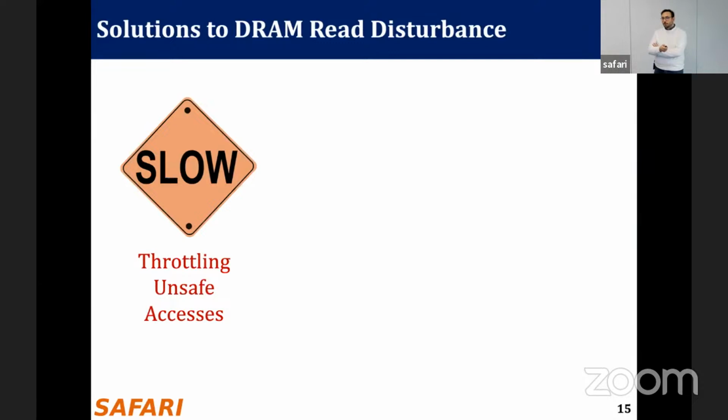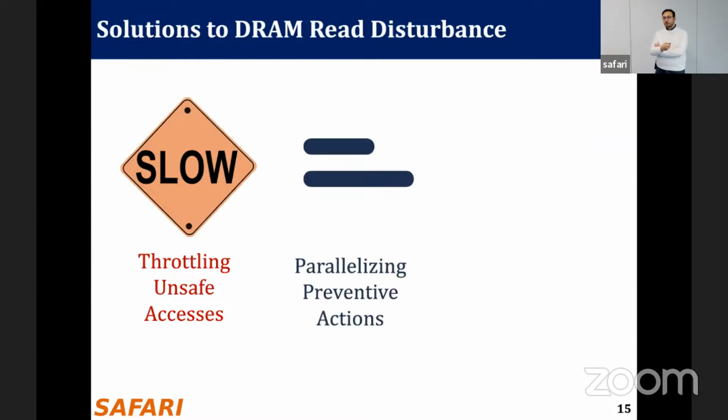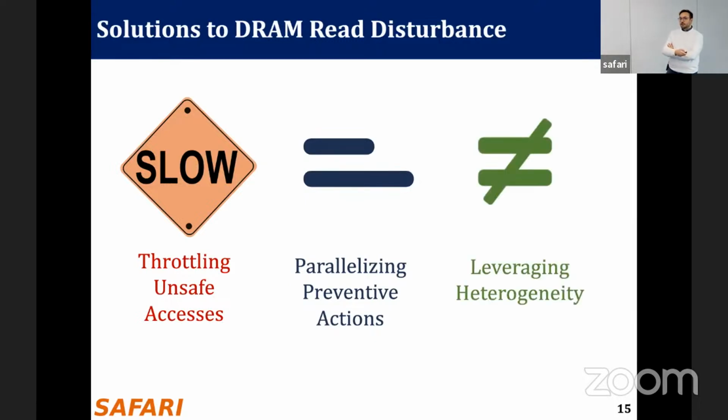So we will focus on three directions of solving DRAM read disturbance. The first one is throttling the unsafe accesses. The second one is parallelizing preventive actions. The third one is leveraging heterogeneity. So far, I covered the background and I tried motivating this research. If you have questions, maybe I can take them. Otherwise, I will continue with the first work.